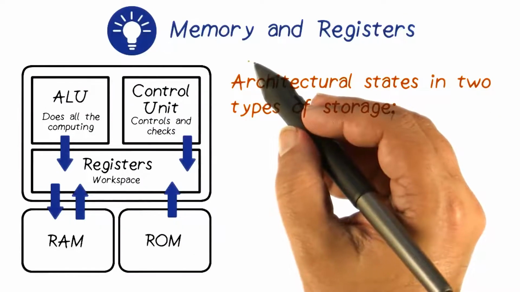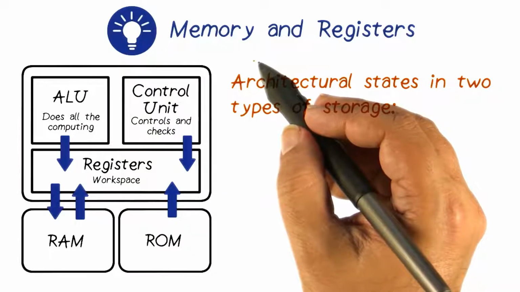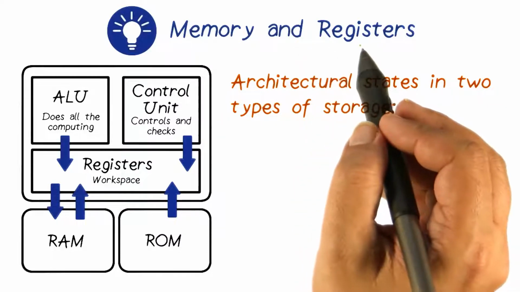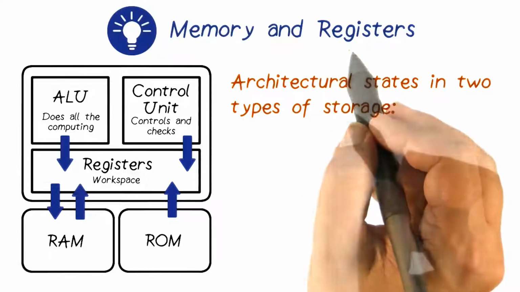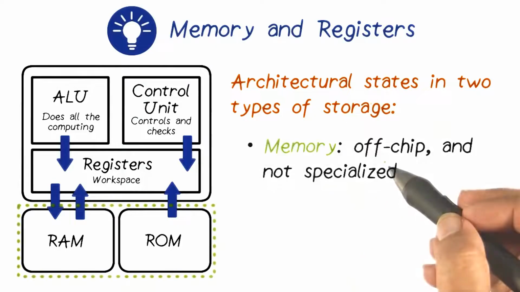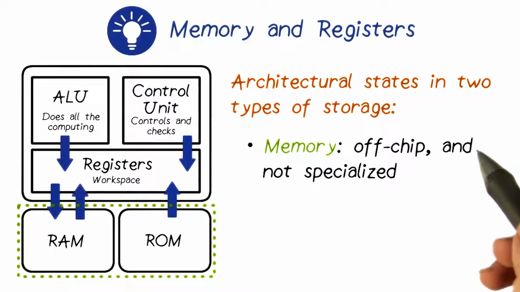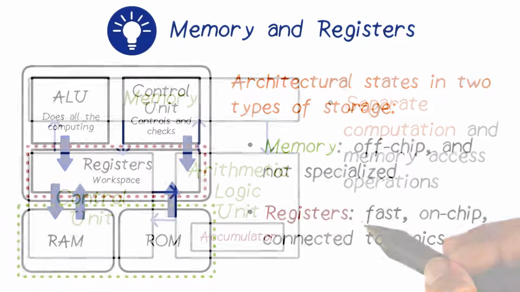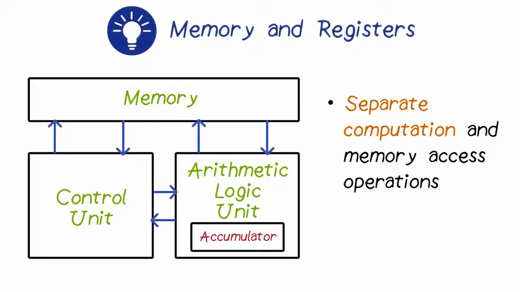So in order to understand the scheduling issues in terms of hiding them versus exposing them, we had to dig deeper and look at the memory and the registers, which are critical parts of an architecture. In modern architectures, the state of computation can be in two types of storage. A bulk of values are held in off-chip memory and they are not specialized. And a small set of values are held in fast registers and those are connected to the logic unit. Modern architectures not only hold these values in different places like memory and registers, but they also separate the computation and memory access operations.